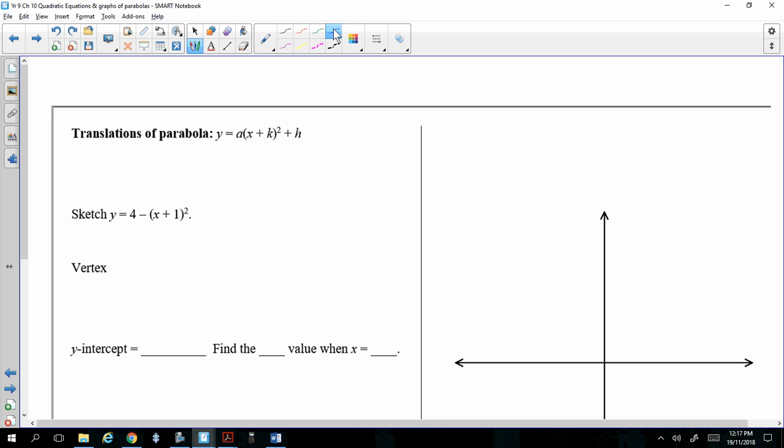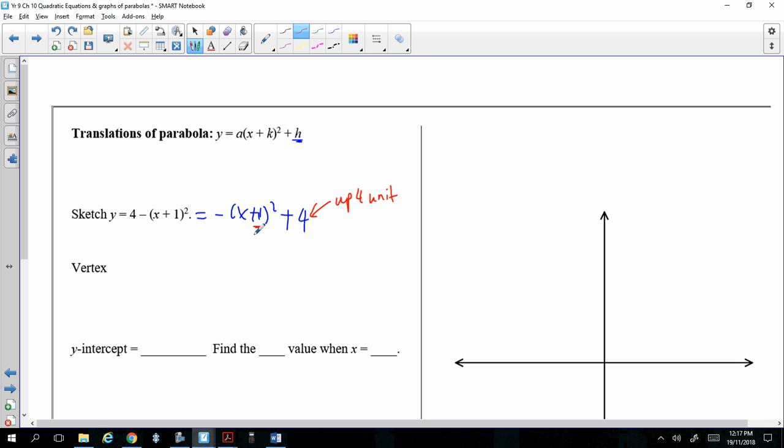So we got this translation of the parabola. Look at this. We can see the +1 is left 1 unit, and the 4 is up. Actually, I'll write it like this: negative bracket x plus 1 squared, plus 4. Okay, so when it's written in this form, you know what h is. That's going to be up 4 units. So if it's written in a different order, please rewrite it in the right order, then you can see what it does.